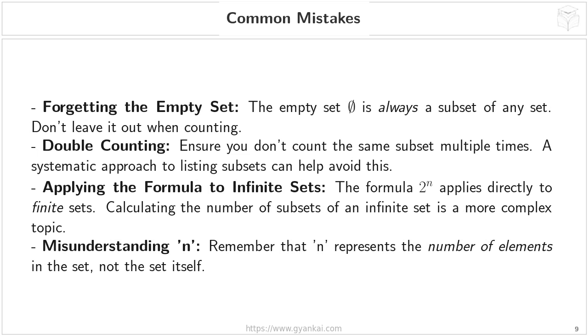This is a simple but important point. When we use the formula 2 to the power of n, n isn't the set {a, b, c}. It's the count of how many elements are in the set. So, if you have a set with 3 elements, n would be 3.